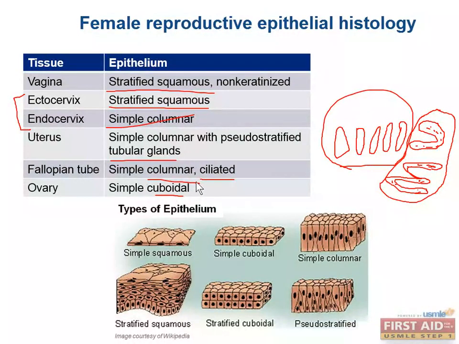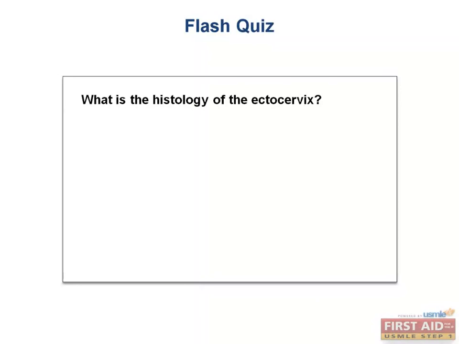But once again, I wouldn't stress over the difference here. I would say the main idea to take away is just remember that this is ciliated for your fallopian tube, and that the uterus has this difference in gland structure through the menstrual cycle, and that you get this transformation zone, this transitional zone between the ecto and endocervix, where cancer can arise. So what is the histology of the ectocervix? Stratified squamous. Okay, and the endocervix, as we just mentioned, would instead be simple columnar.